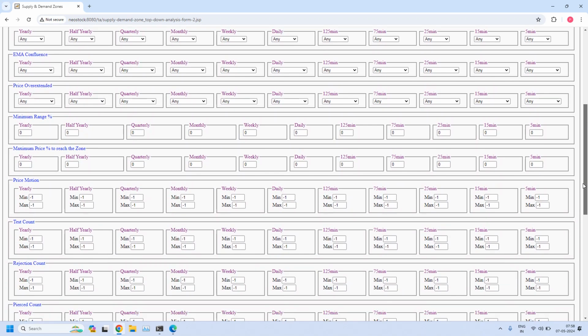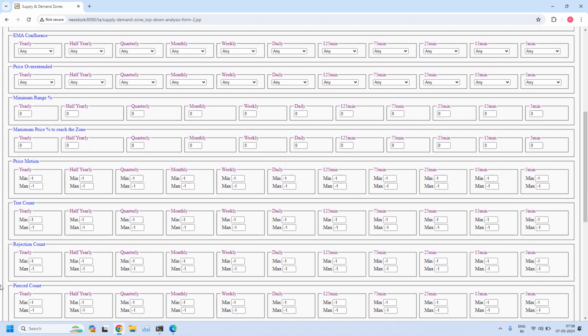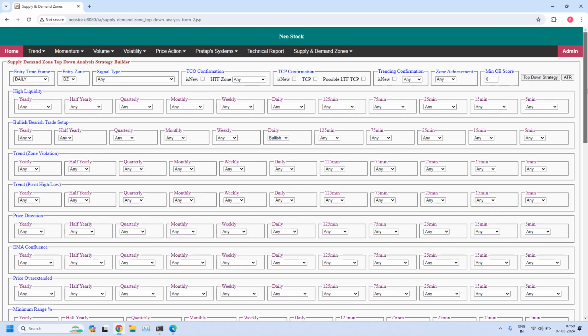So for that, we have a filter called pierced count. Look into the last parameter in this space. So entry time frame we need to set. Entry time frame is daily. So daily demand zone, sir. Because you selected entry zone as a demand zone, this filter is applied to the daily demand zone. So I am setting the minimum value 0, maximum value 0, which indicates the pierced count should be 0. Pierced count 0 means the zone is not pierced. So we want to trade only the zones that are not pierced.